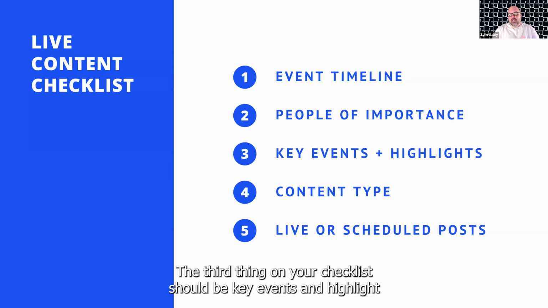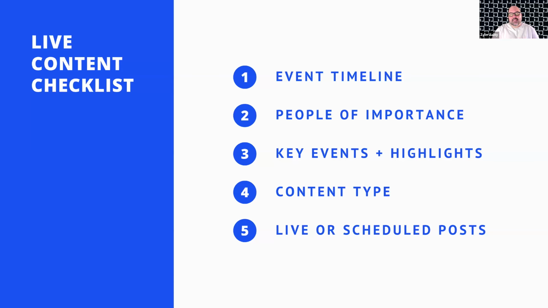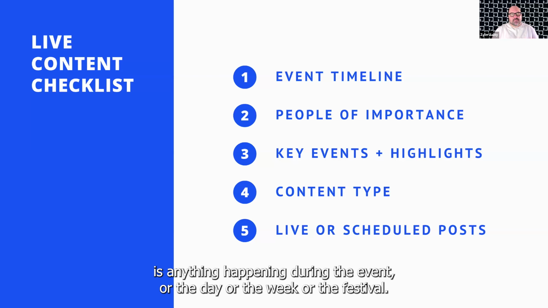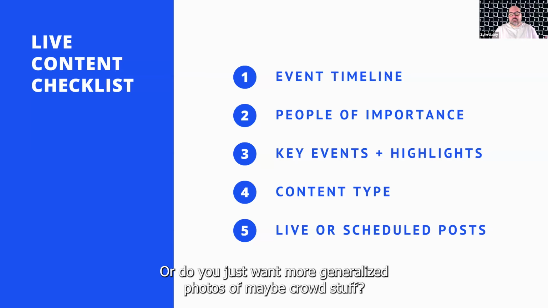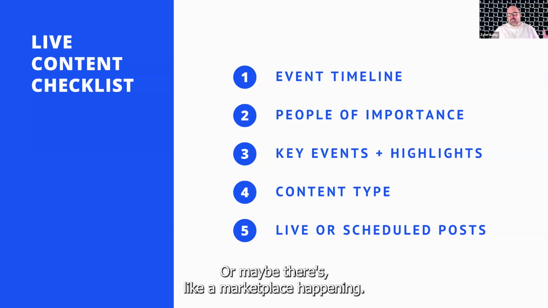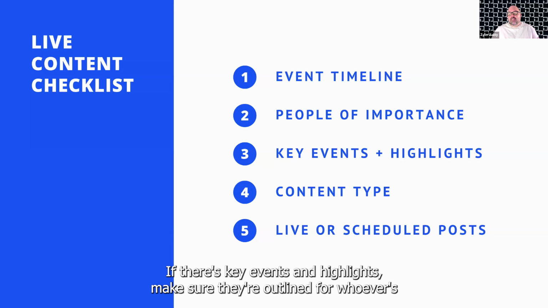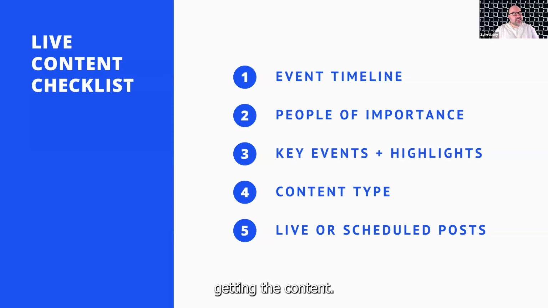The third thing on your checklist should be key events and highlights. Is anything happening during the event or the day or the week or the festival that is a key event that you want captured? Or do you just want more generalized photos of maybe crowd stuff, or maybe there's a marketplace happening, you just want it to look busy? If there's key events and highlights, make sure they're outlined for whoever's getting the content.